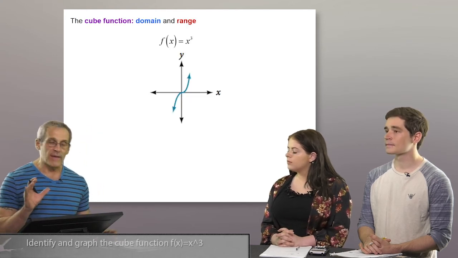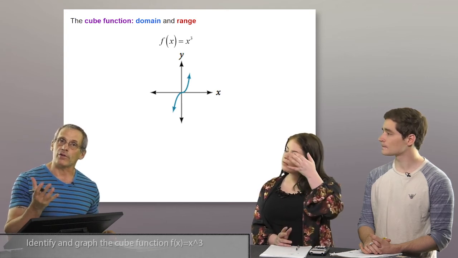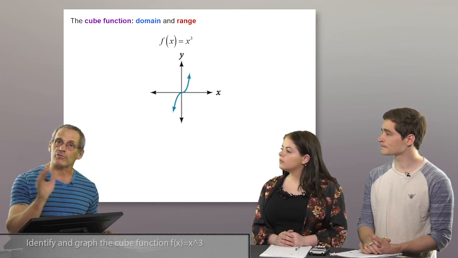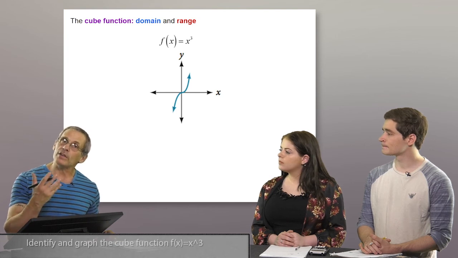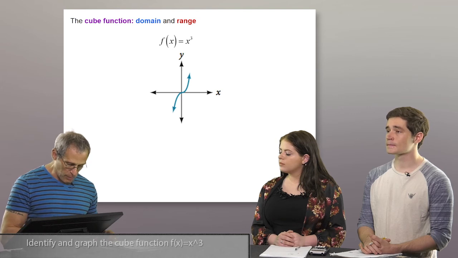Well, once we have the graph in our mind, from the graph we need to be able to read off the domain. For the domain, we need to train our eye to look from left to right. For the range, well, we need to train our eye to look from bottom to top. So let's start with the domain.